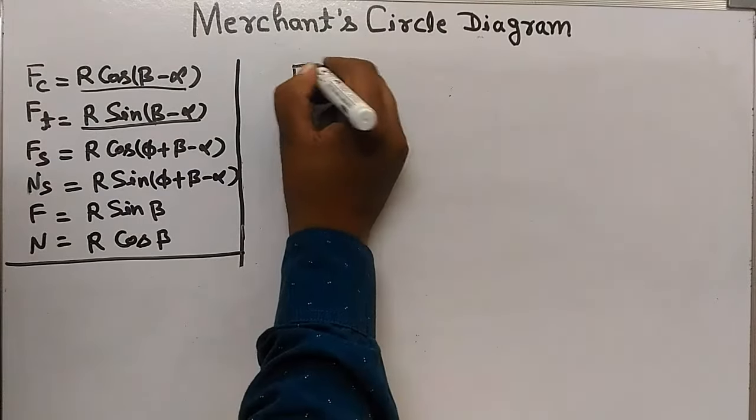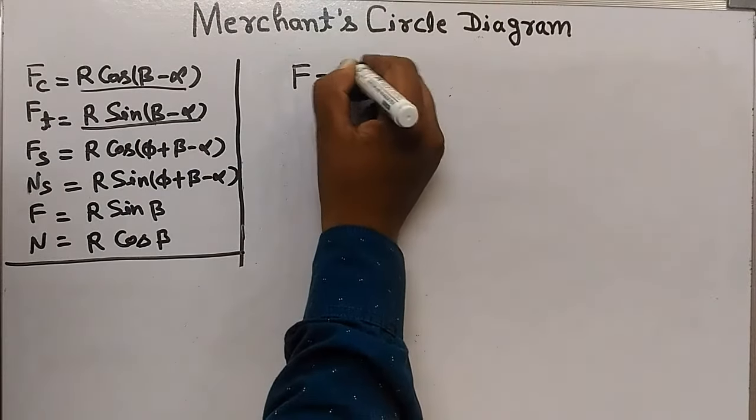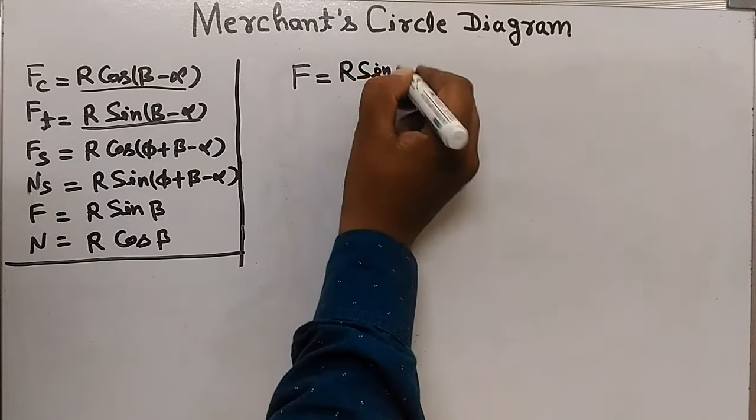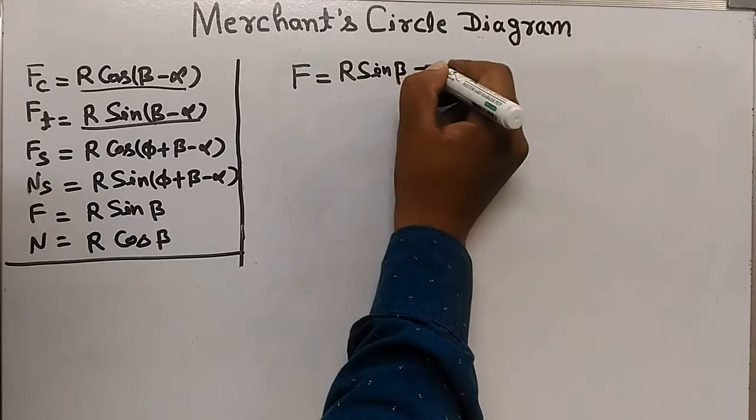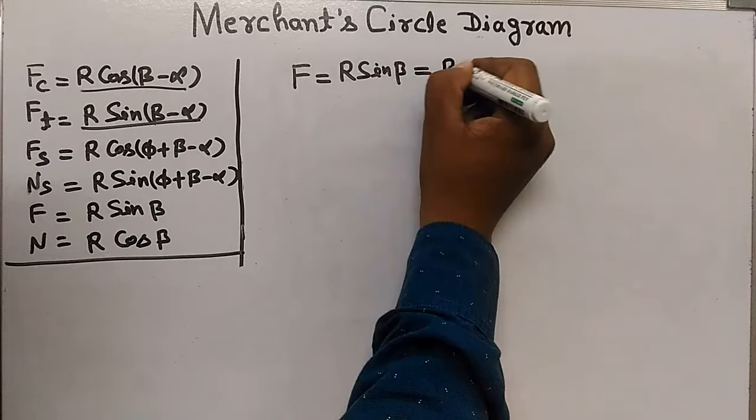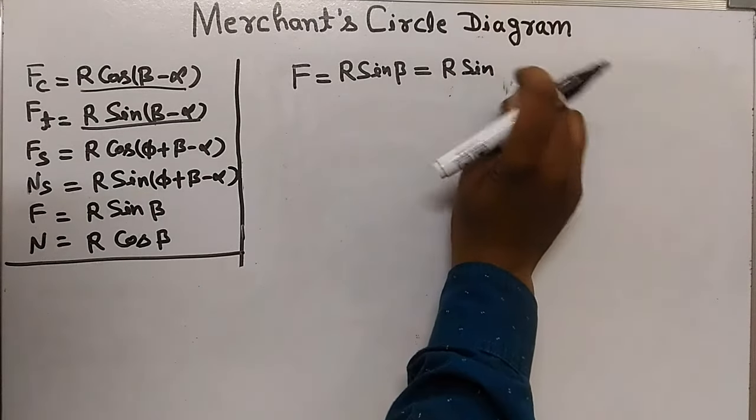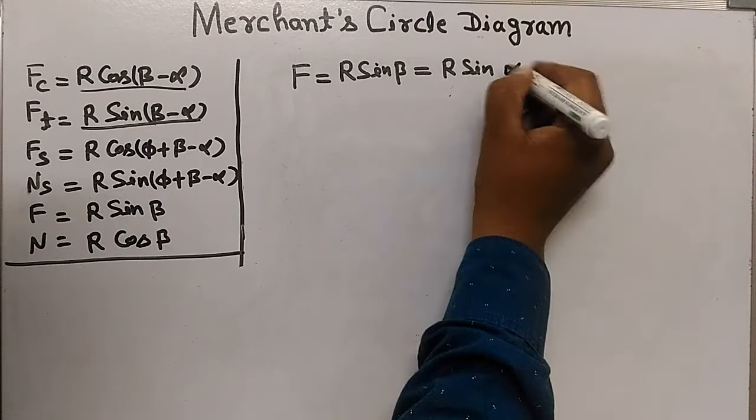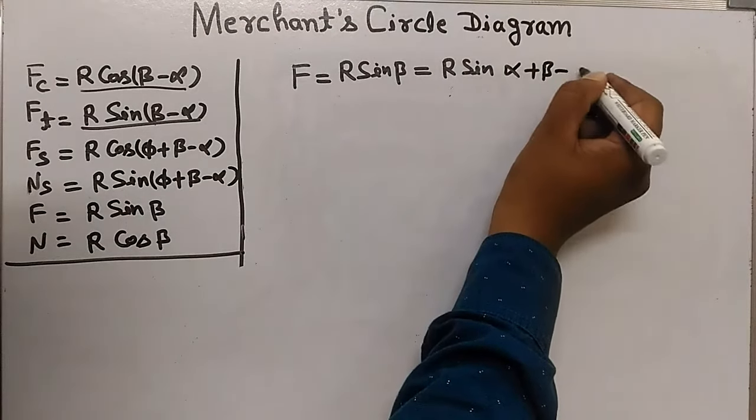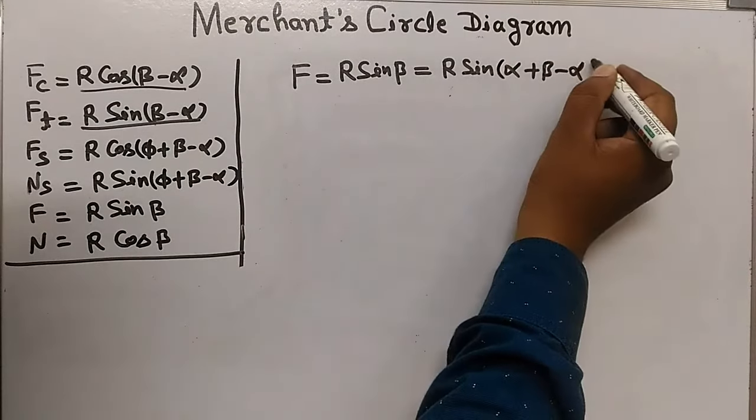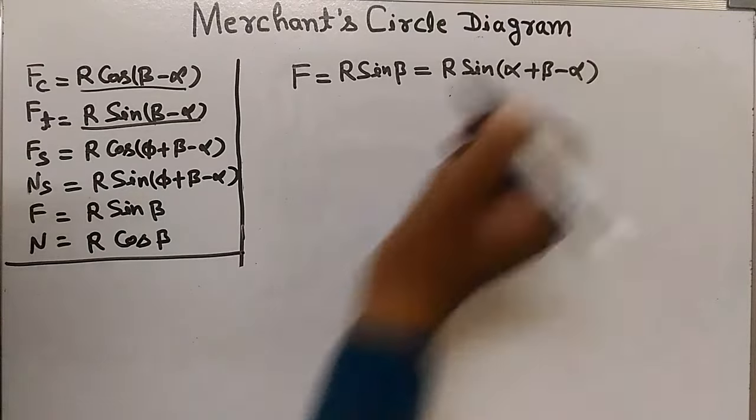Friction force F equal to R sin beta equal to R sin, we can also write alpha plus beta minus alpha. Alpha is added and then subtracted.